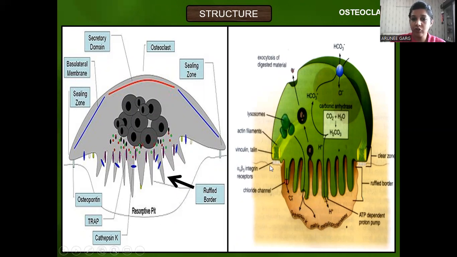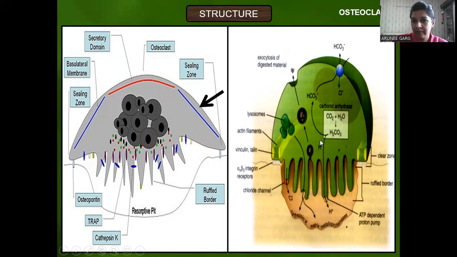It has a clear zone running all along over the ruffled border, which helps in maintaining a tight seal so that the acidic environment here can be maintained. This is the clear zone, which contains actin filaments and muscular filaments. This is the basolateral membrane. And this part is the secretory domain from where the digested material is exocytosed.